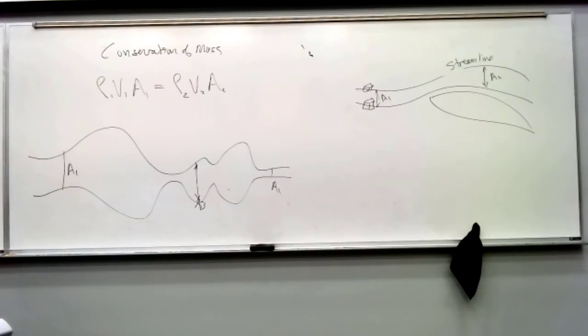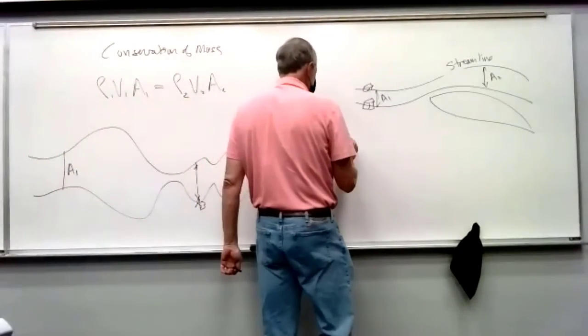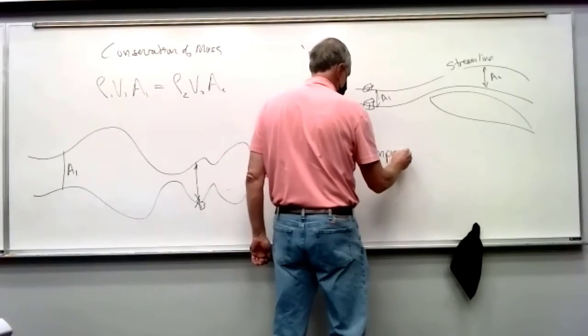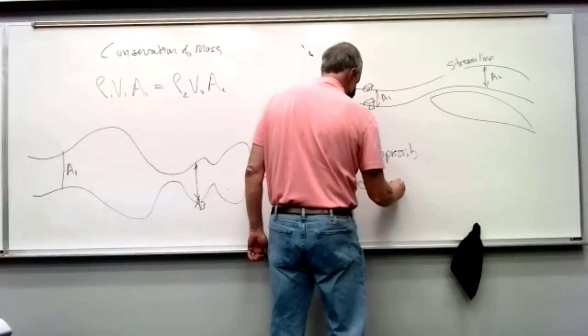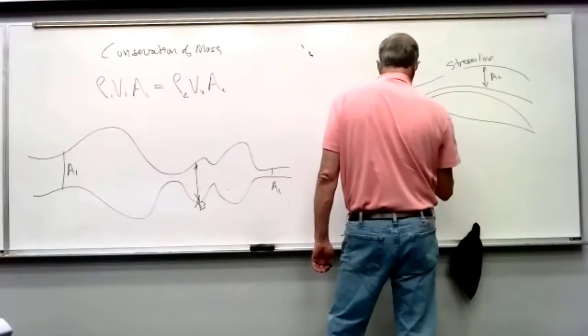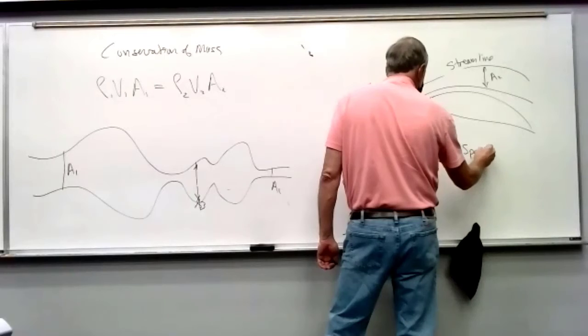All right, I think we'll stop here, but the next thing we're going to talk about is what's called incompressible and compressible, which are some of the words we use for low speed versus high speed flow.